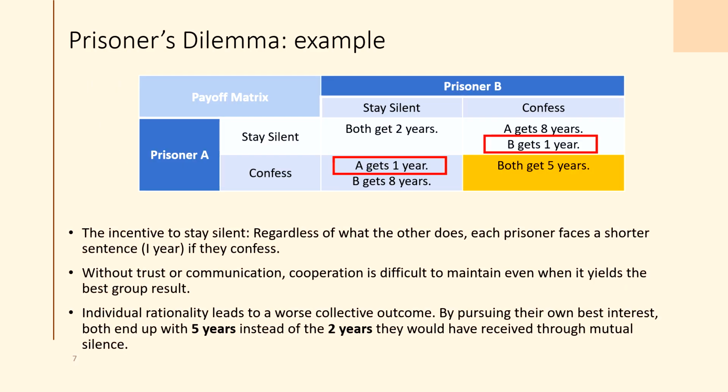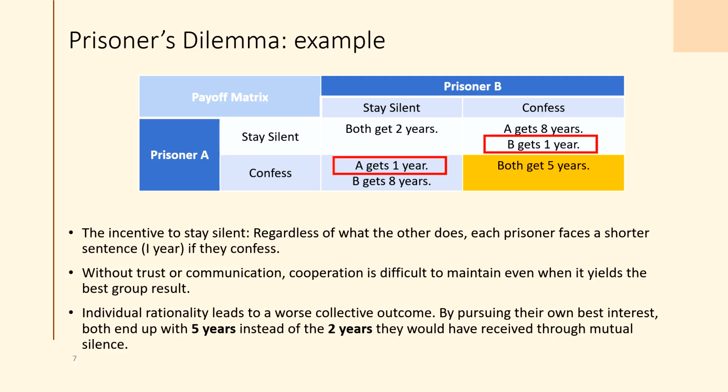Now let's analyze the payoff matrix. If both prisoners stay silent, each receives 2 years in prison. This is the best collective outcome. If prisoner A stays silent but prisoner B confesses, then A receives 8 years while B receives only 1 year. If A confesses and B stays silent, then A receives 1 year and B receives 8 years. If both confess, each receives 5 years.